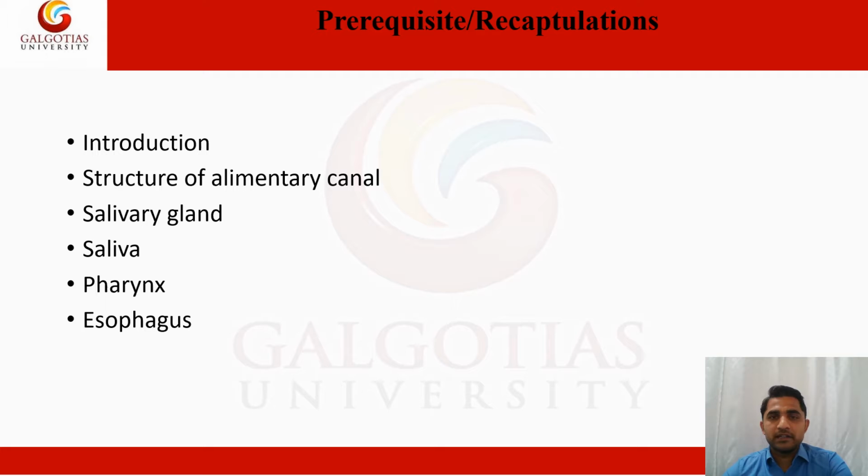In these slides we are going to discuss the introduction to the alimentary canal, or the digestive tract, the structure of the alimentary canal, salivary glands, saliva, pharynx and the esophagus. The remaining part we'll discuss in part 2 in my second video, which includes the stomach, small intestine, large intestine and the accessory organs, which include the liver, gallbladder and the pancreas.